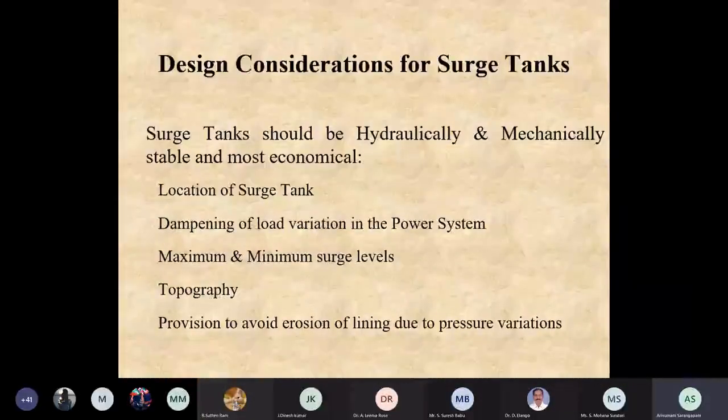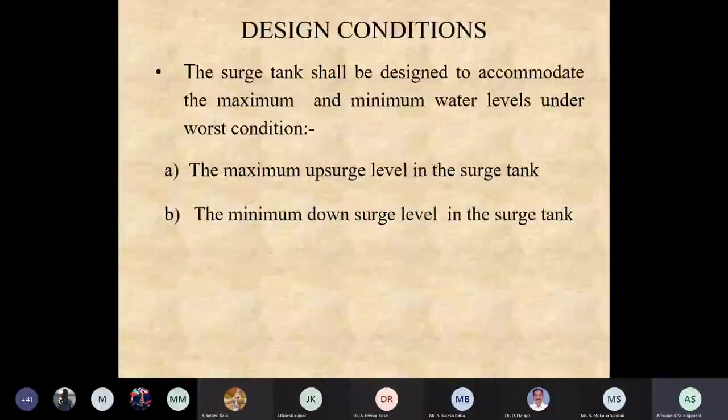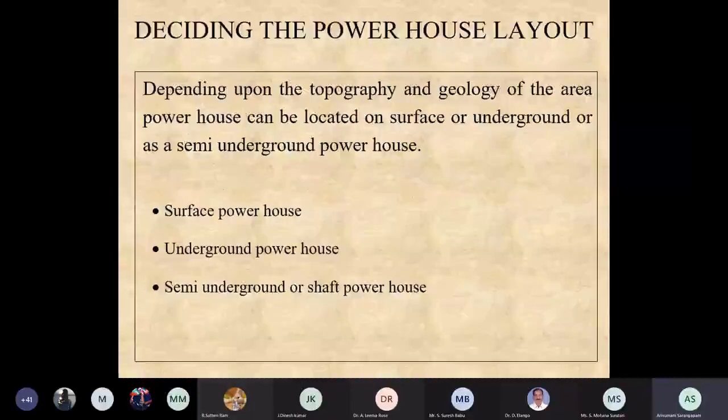Then deciding the powerhouse layout. Depending upon the geology and other things, we will decide whether surface powerhouse, underground powerhouse, or semi-underground. If I have enough space and good rock and good geology, I will go for a surface powerhouse. And if I don't have that, and everything is riverborne material or overburden material in the river, it is very difficult for me to make a big powerhouse, and I will not get a good foundation rock below the soil to place my machines. At that time I will go for the underground powerhouse, entirely underground. I will make a tunnel around 300 meters long, and inside the tunnel I will put my powerhouse.